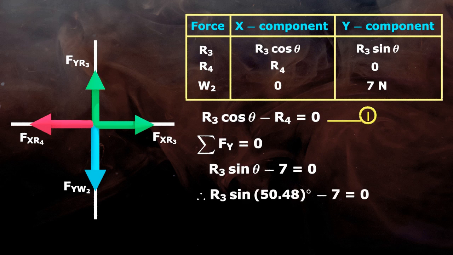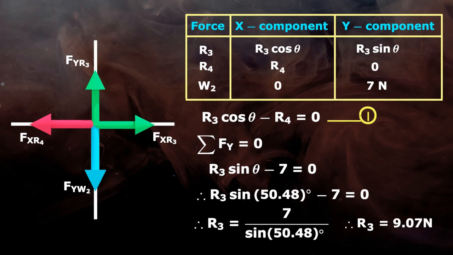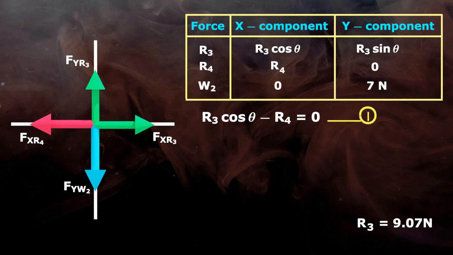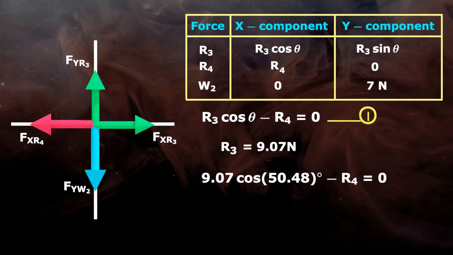Put theta equals 50.48 degrees and R3 equals 9.07 Newton. Put the value of R3 in equation 1 and we get R4 equals 5.77 Newton.